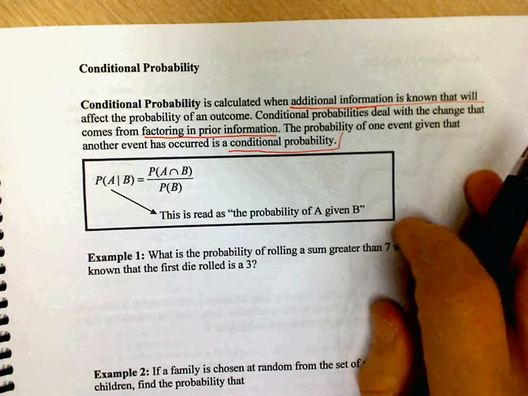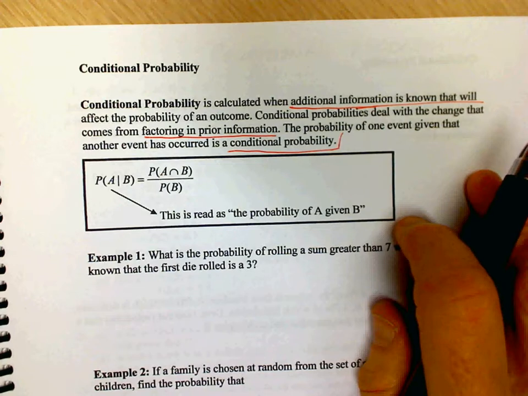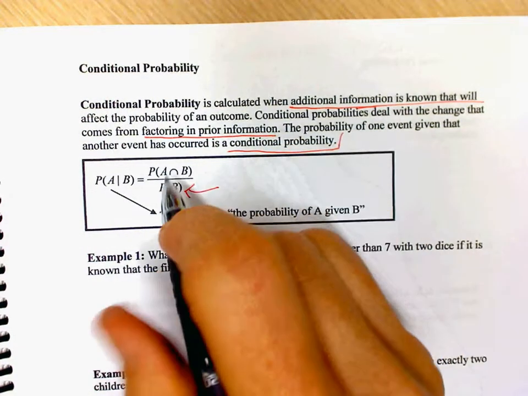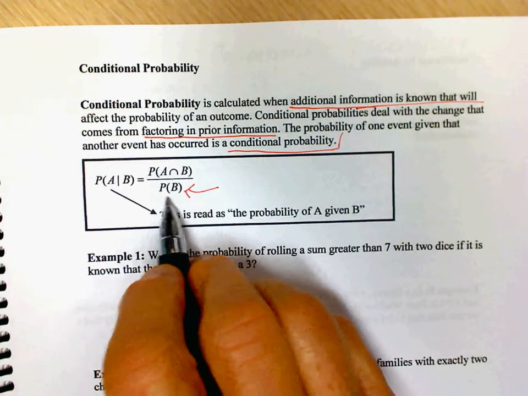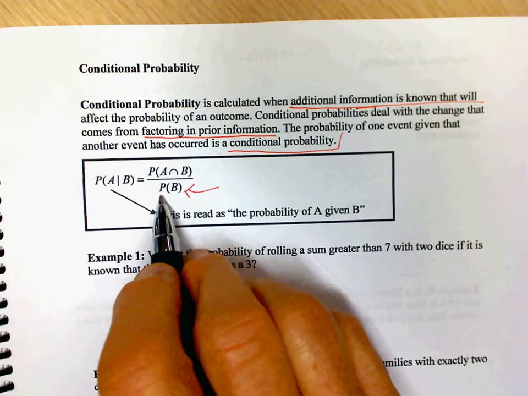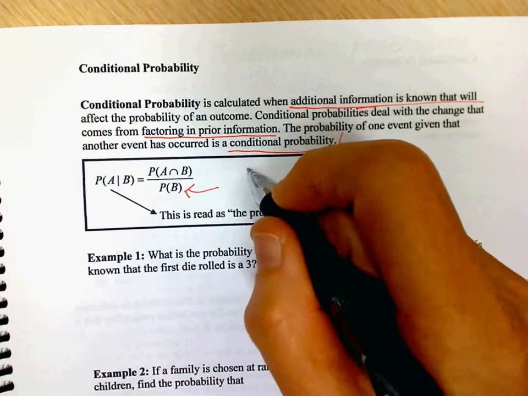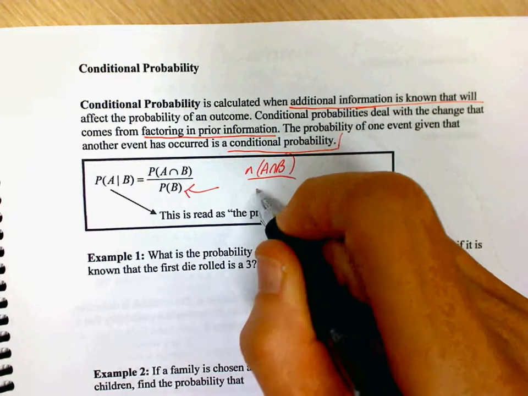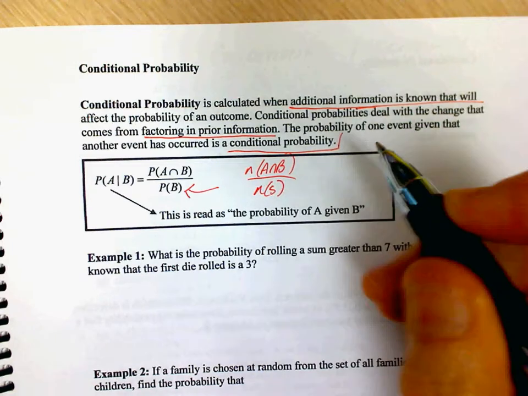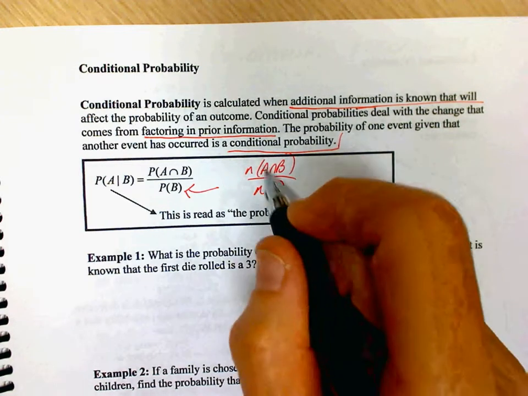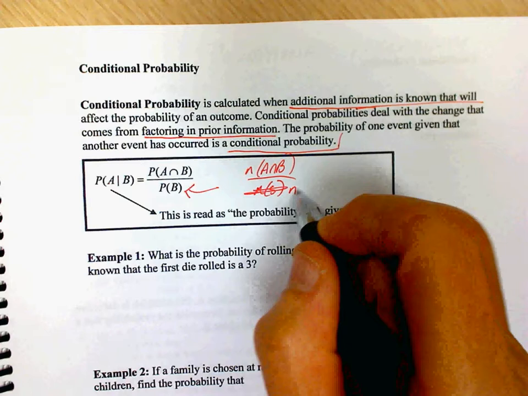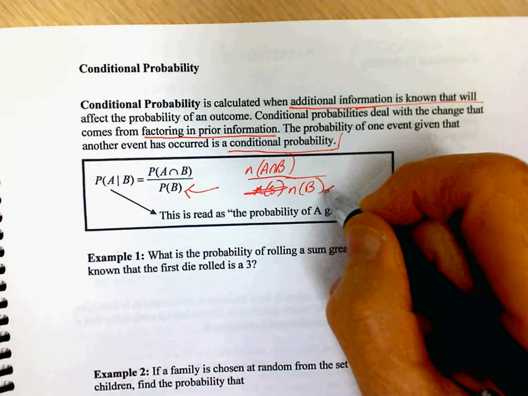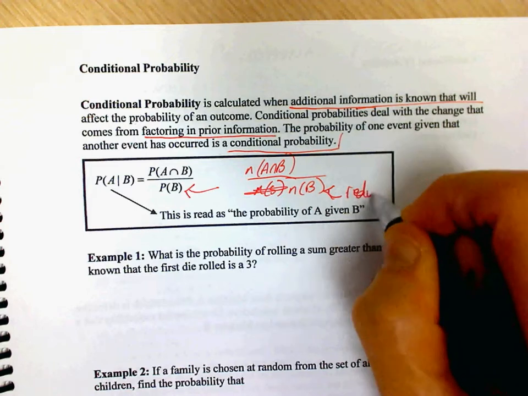So basically what happens is our sample size is reduced, right? Instead of going the number of ways A intersection B can occur over the number in our sample space, we no longer have that. We have it over the number of ways B can occur. So in effect, it's a reduced sample space.